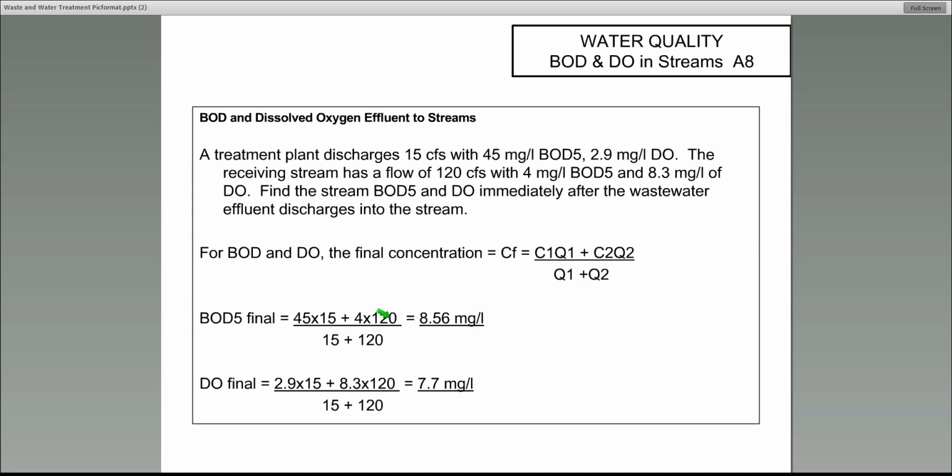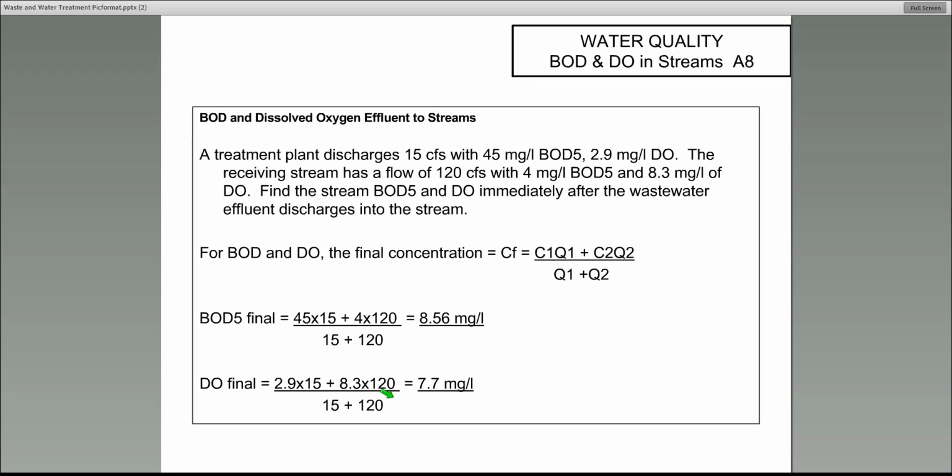And the stream has a flow of 120. Add the flows of the influent, and you get an 8.56 BOD in the stream. So in other words, the stream was 8.3. After you discharge the wastewater into it, it becomes 8.56. You do the same thing for DO.